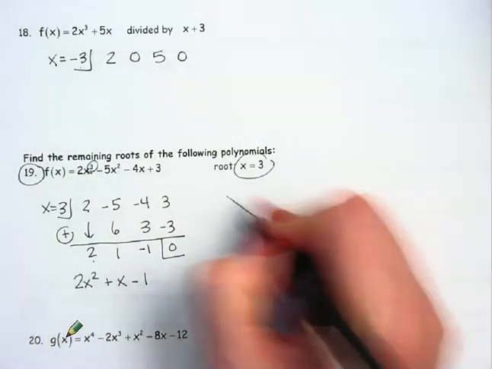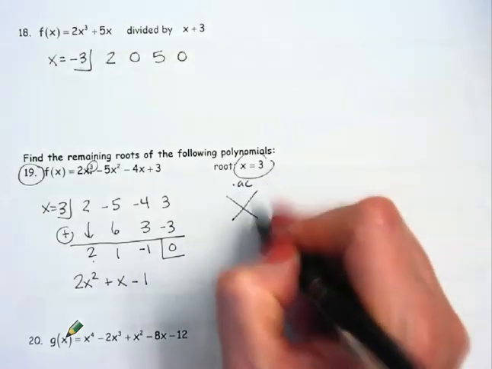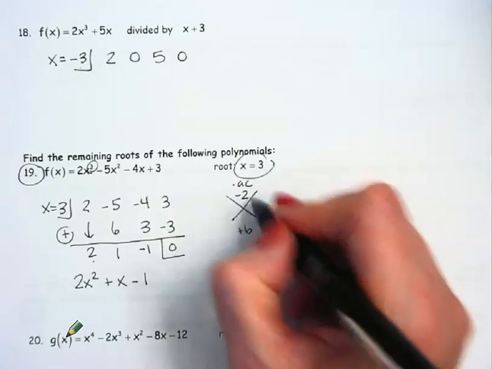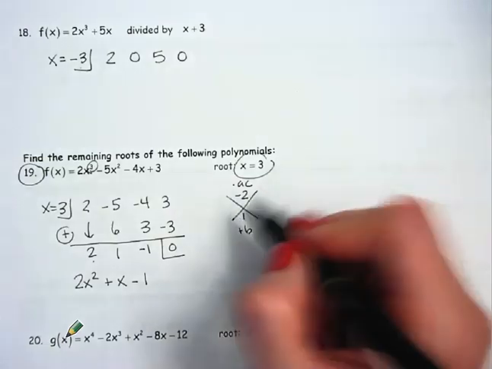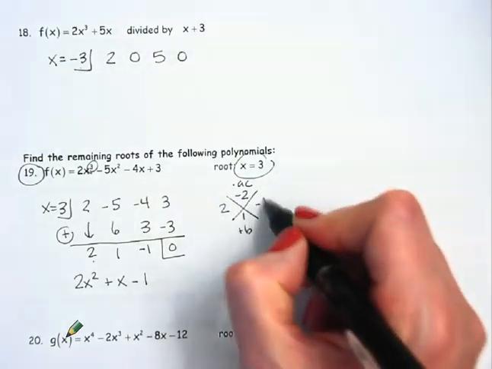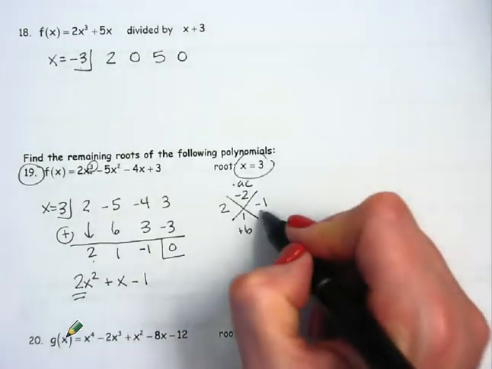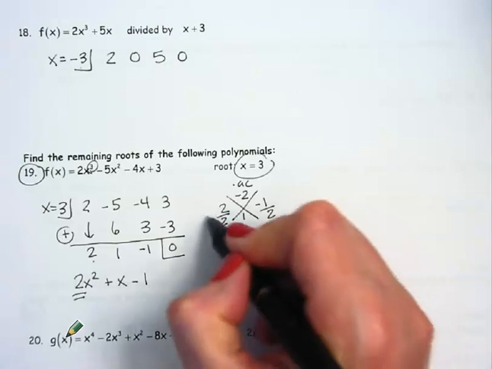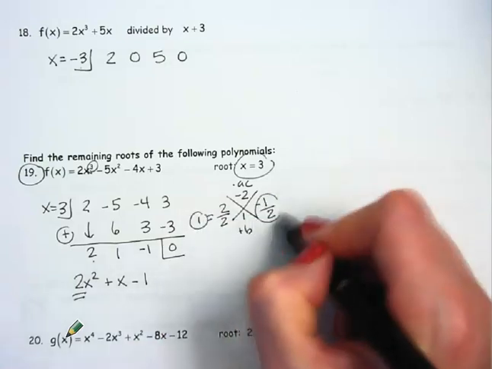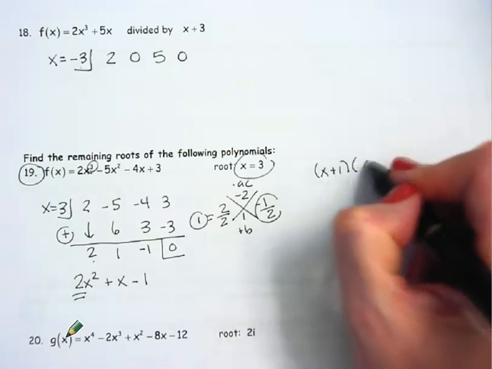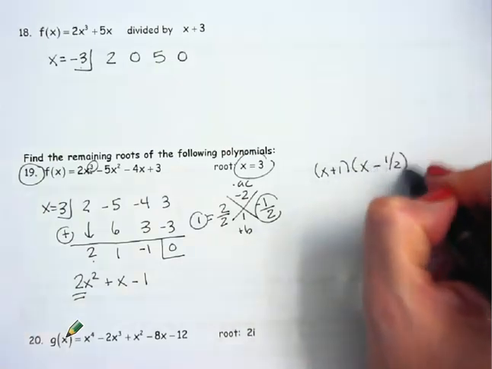I'm going to set up my swing method. What multiplies to AC and adds to B. So AC is 2 times negative 1. B is positive 1. So that's going to be 2 and negative 1. I have an A value that's non-1. So divide by the a. So my factors from here are x plus 1 and x minus 1 half.